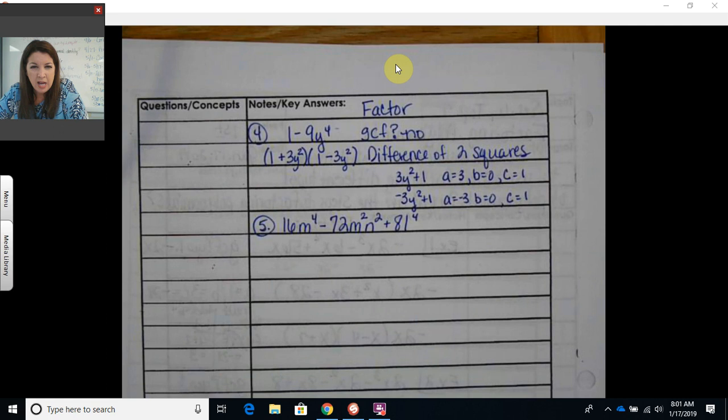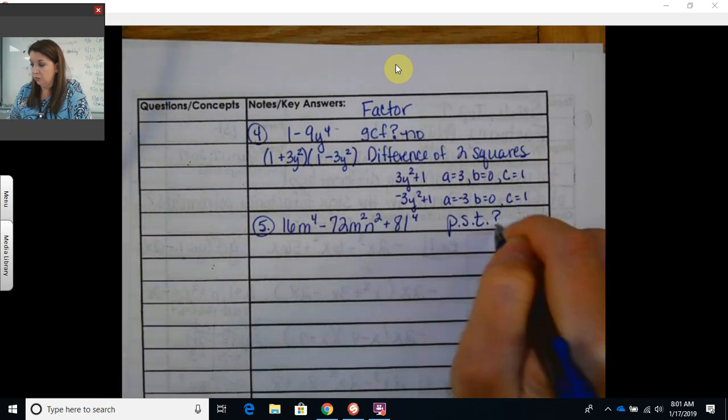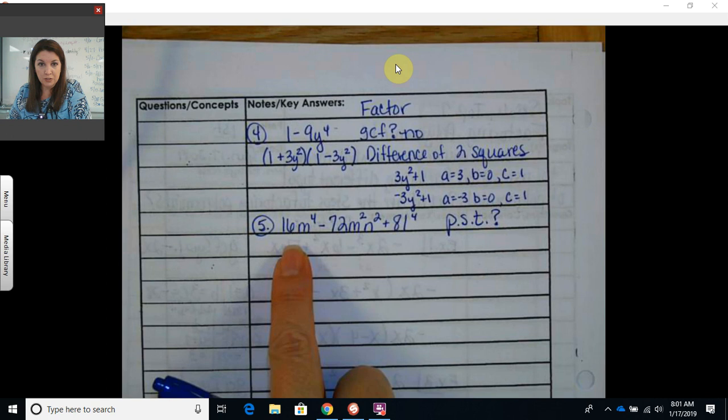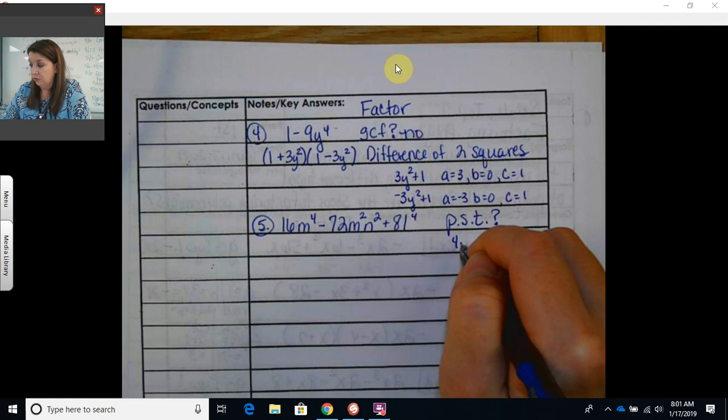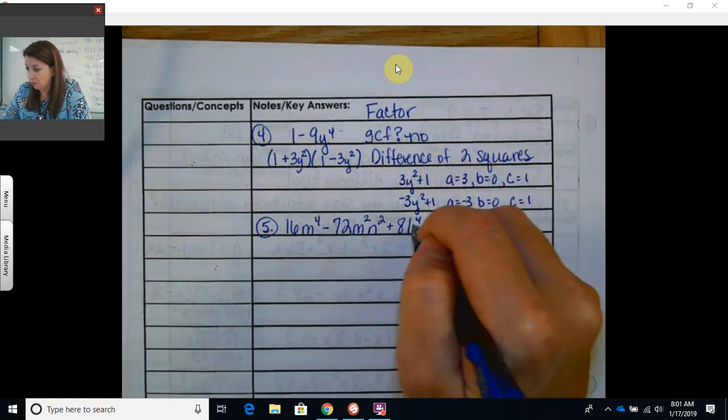I do notice it's a trinomial, and my first term's a perfect square, my last term's a perfect square, and c is positive. So could it possibly be a perfect square trinomial? Can we just assume that it is by those things I mentioned? No, but we can test it out. So what's the square root of the first term? 4, you got to look at your variables too. 4m squared. What's the square root? Oh, I said 81 to the 4th. I missed something. That should be 81n to the 4th.